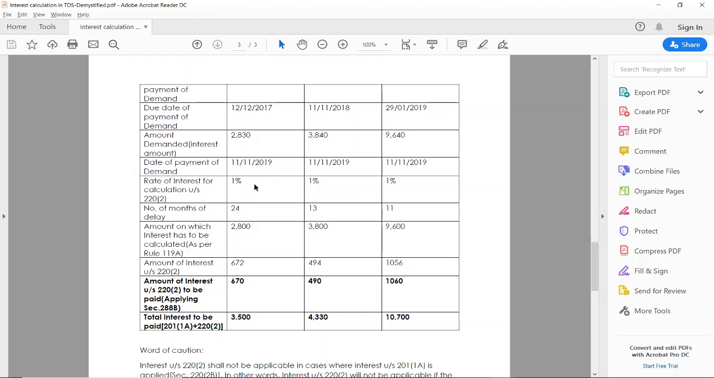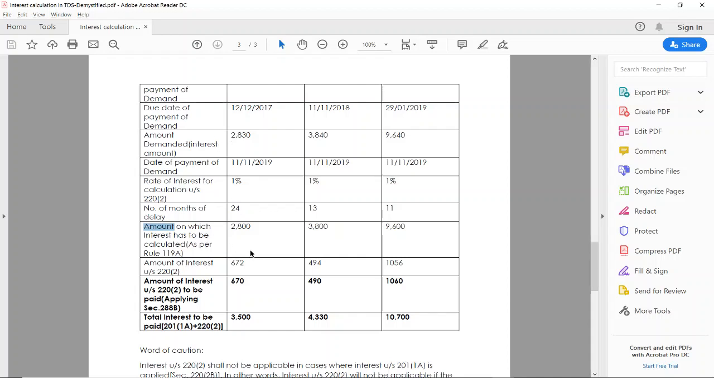That comes exactly to 24 months. And in the second scenario, it comes to 25 months, I guess. No, sorry, it is 11th November 2018, therefore it comes to 13 months. And 29 January 2019 to 11th November 2019 will be 11 months in case of scenario 3. Again, we will have to go to the 119A rule for the purpose of calculating interest.